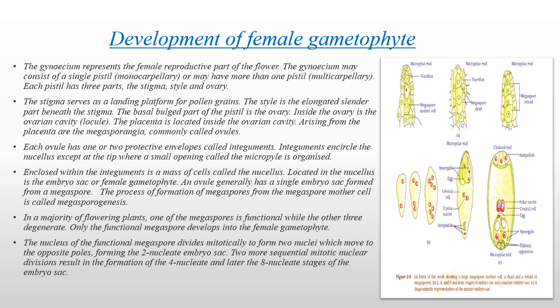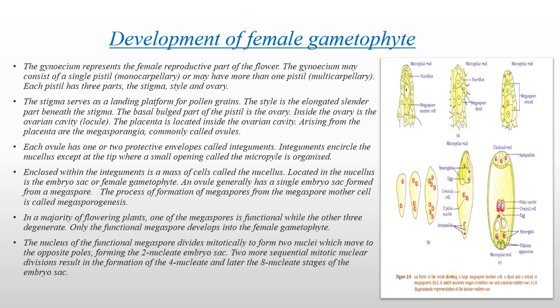The gynoecium represents the female reproductive part of the flower. The gynoecium may consist of a single pistil, or monocarpellary, or may have more than one pistil, or multicarpellary. Each pistil has three parts: the stigma, style and ovary. The stigma serves as a landing platform for pollen grains. The style is the elongated slender part beneath the stigma. The basal bulged part of the pistil is the ovary.